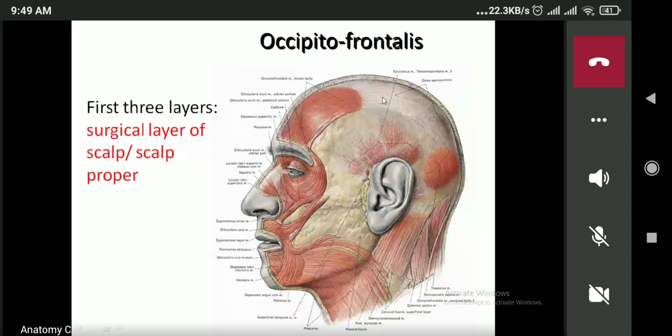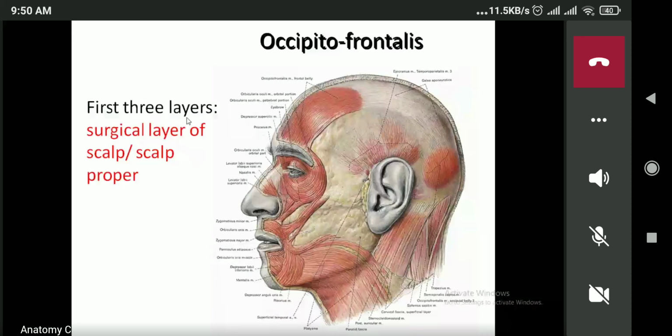And remember, these are the first three layers of the scalp. Can you recall the 5 layers of the scalp? Anybody? Just speak out. What are the 5 layers of the scalp? Skin, connective tissue, aponeurosis, loose areolar tissue, and then finally pericranium, or periosteum.